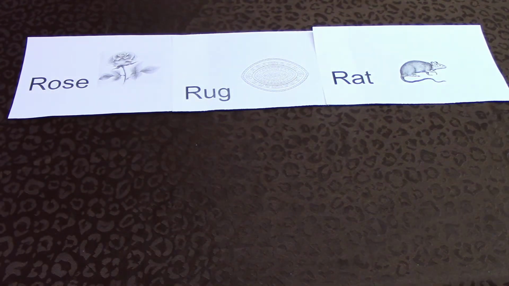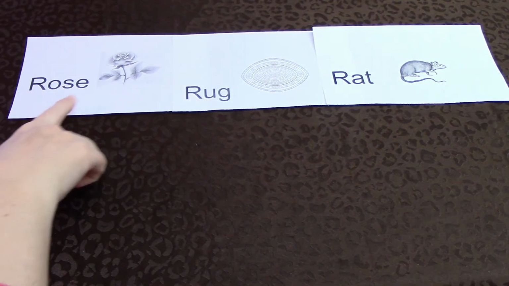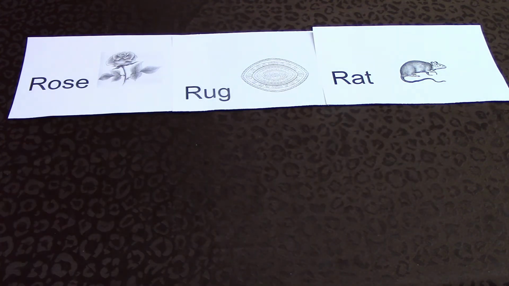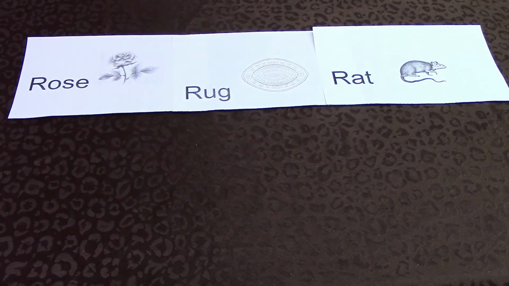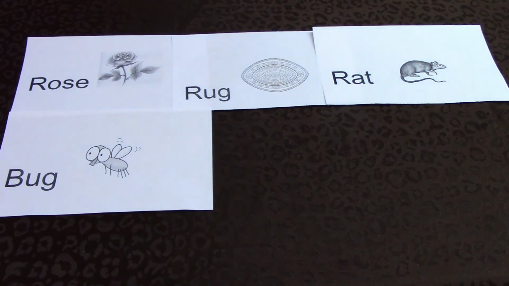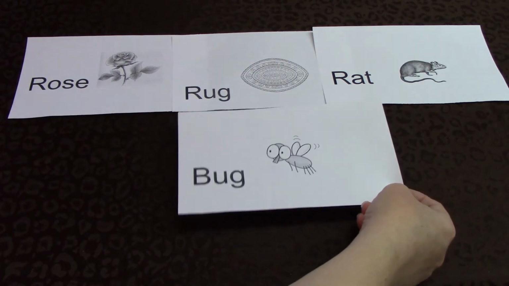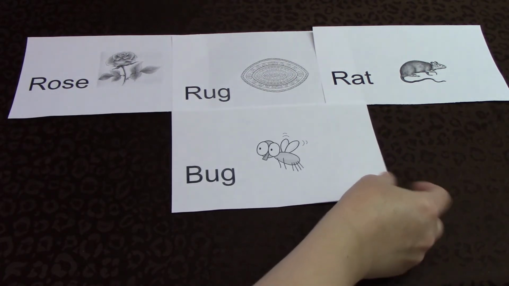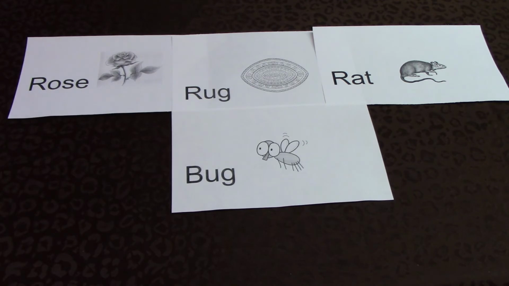Let's play a little game. Here we have rose, rug, and rat. Let's find their rhymes. Rose, bug. Do those rhyme? No. Rug, bug. Do those rhyme? Yes. Rug, bug.